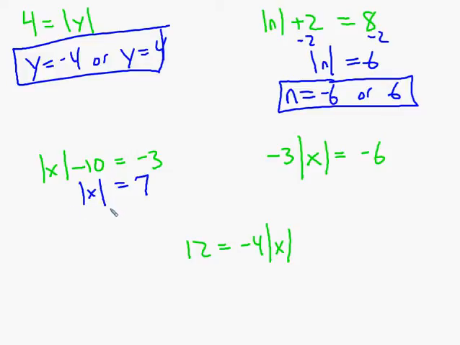Once the absolute value is alone, we split it into two possibilities, and the negative one will go on the left. So x could be -7 or x could be 7.